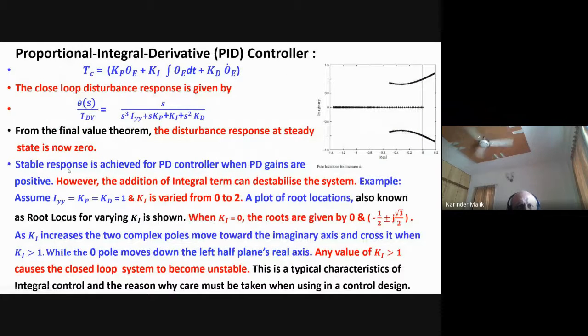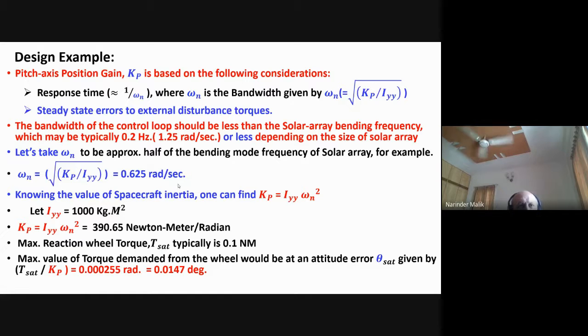I think I've already explained this one. Now, we'll take one specific example of how to design the control system. Let us say the pitch axis position gain Kp is based on the following considerations: response time, which is approximately 1 by omega n, where omega n is the bandwidth given by this; and steady state errors to external disturbance torque. The bandwidth of the control loop should be less than the solar array bending frequency.